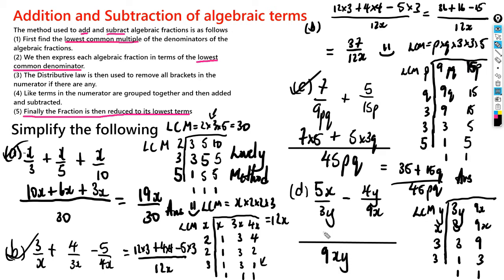Then 3y can go into 9xy 3x times, so it's actually 5x multiplied by 3x. Minus 9x can go into 9xy y times, so I'm going to get 4y times y here. Cool. So my answer is actually going to end up being 15x squared minus 4y squared all over 9xy. Cool. And that's the answer. Okay, that's our answer, guys.